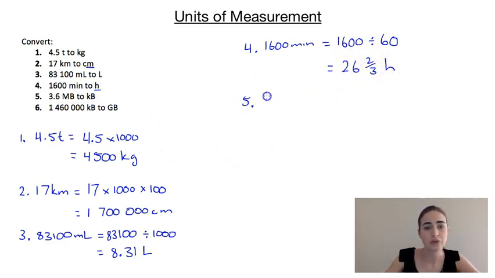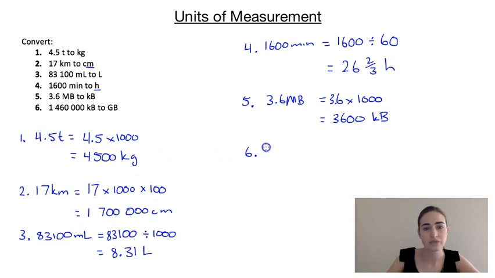And question 5, we've got 3.6 megabytes into kilobytes. So we're going from the bigger unit to the smaller unit. So we're going to have 3.6 multiplied. And like we said, for convenience, we're going to use 1,000. And it's only one step from megabytes to kilobytes. So that's going to be 3,600 kilobytes.